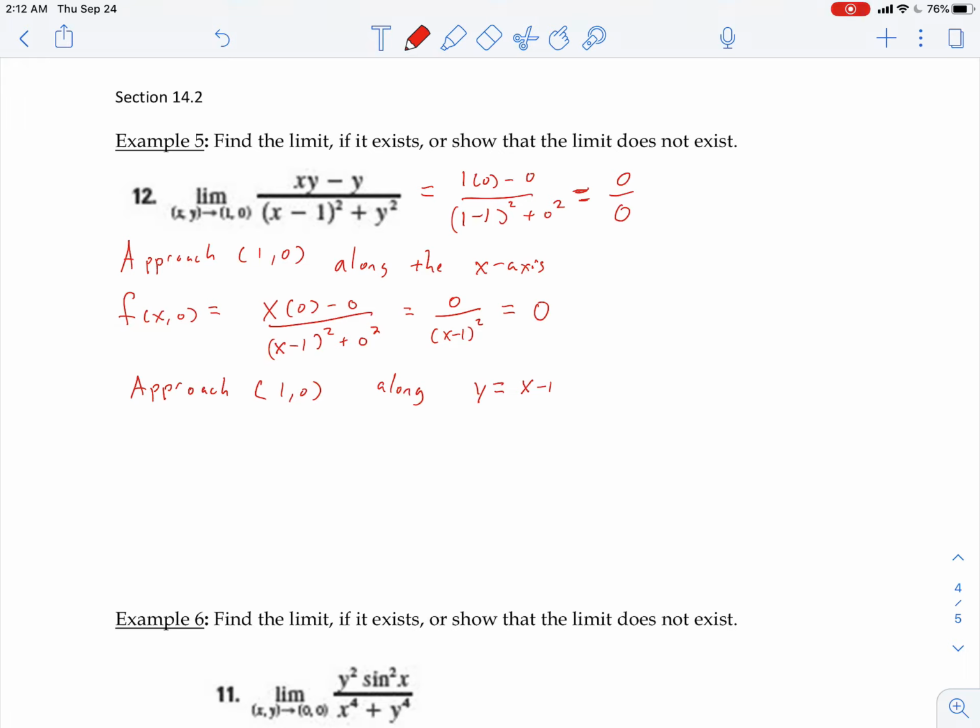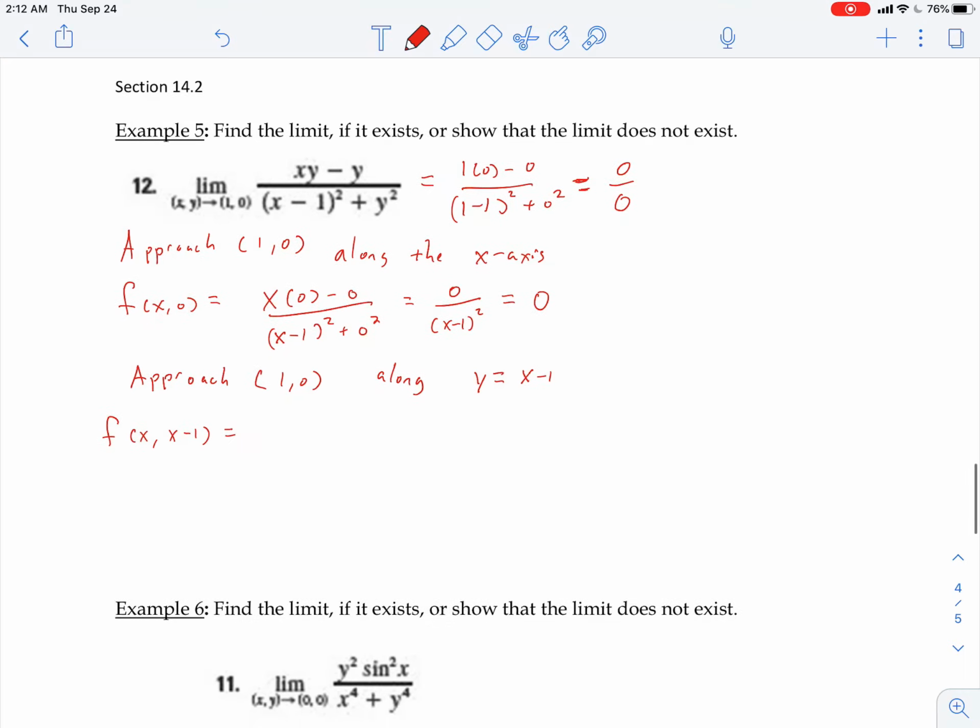And that's how we find different ways of approaching: by finding lines or different functions that go through that point. And those are different pathways. So now we're going to plug in y equals x minus 1. We get x times x minus 1 minus x minus 1 over x minus 1 squared plus x minus 1 squared.